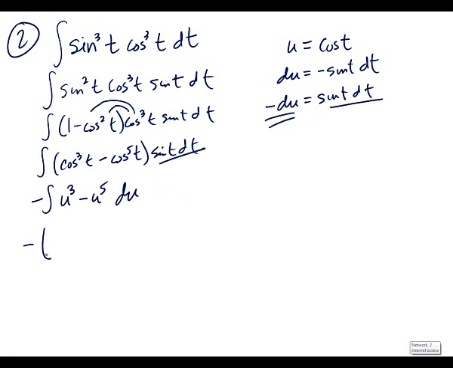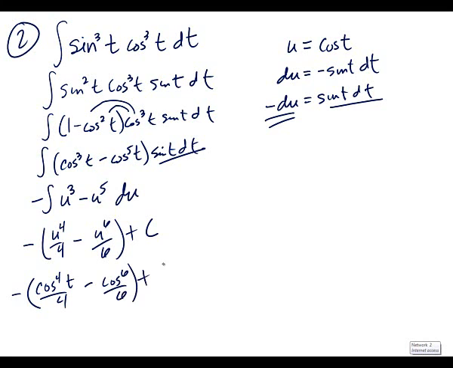So let's go ahead and integrate it. That negative needs to be outside of parentheses. So when we integrate u cubed, I get u to the 4th over 4 minus u to the 6th over 6 plus c. And then for u, I'm going to sub back in the cosine. So I've got cosine to the 4th t over 4 minus cosine to the 6th t over 6 plus c. Then what are we going to do with this negative? I'm going to distribute it. So negative cosine to the 4th t over 4 plus cosine to the 6th t, I forgot my t, over 6 plus c.